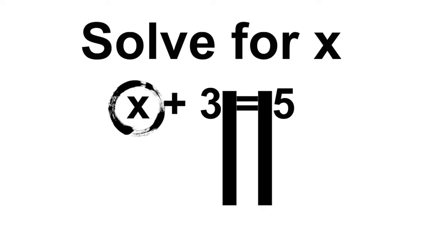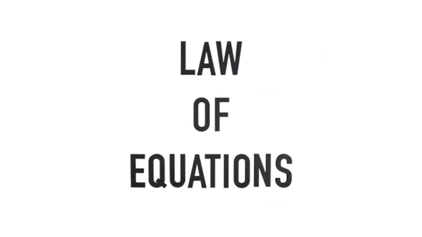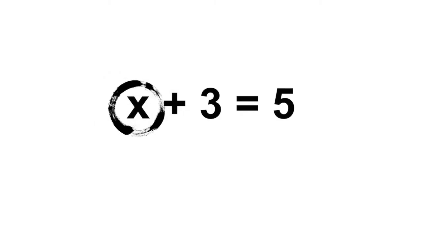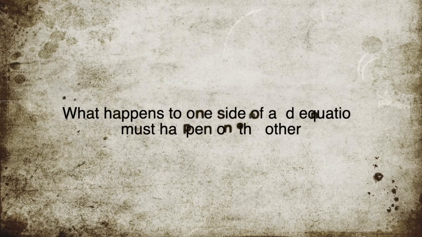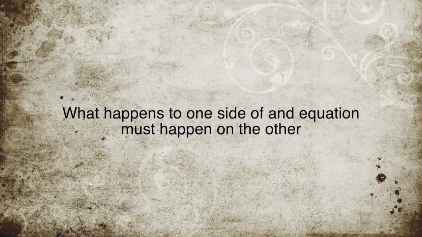But how? Well, in math, we have this rule, and it's called the law of equations. We're going to use this rule to our advantage to get x by itself. The law of equations says that what you do to one side of an equation, you have to do to the other. So, let me give you a little example.